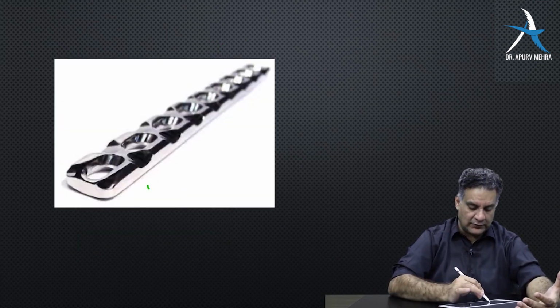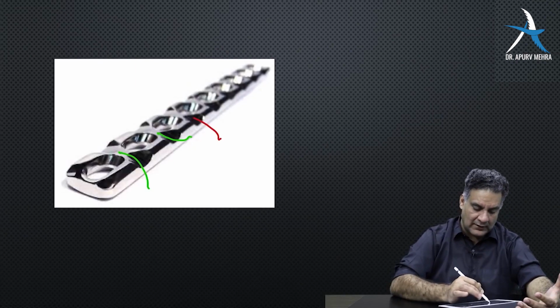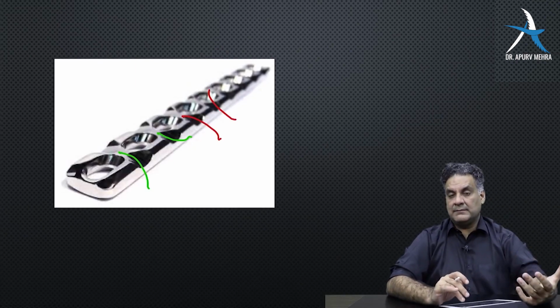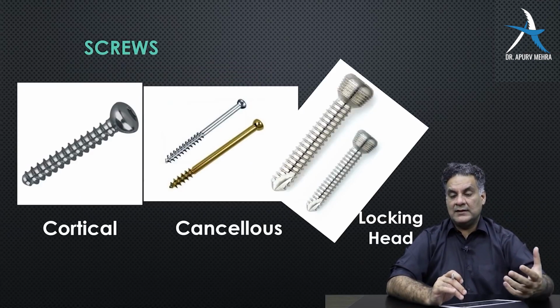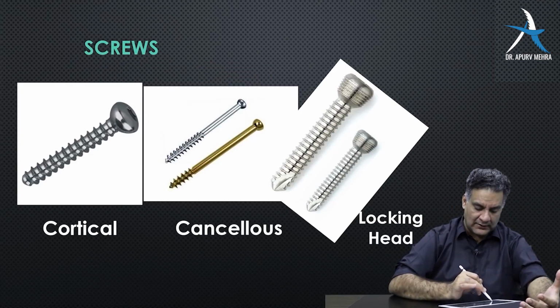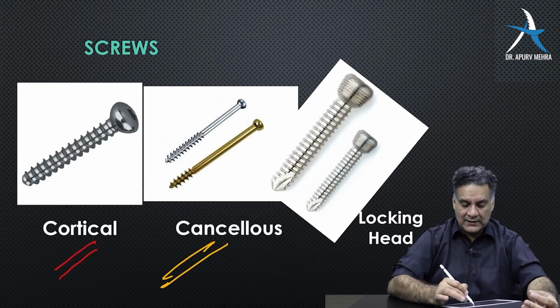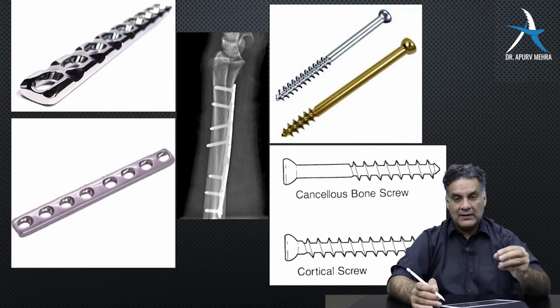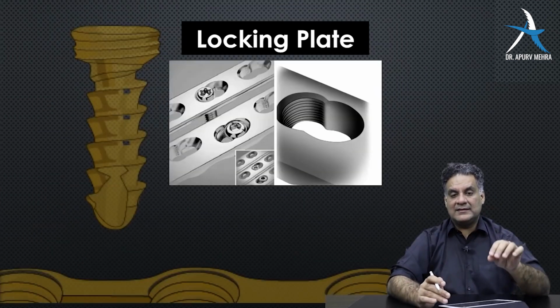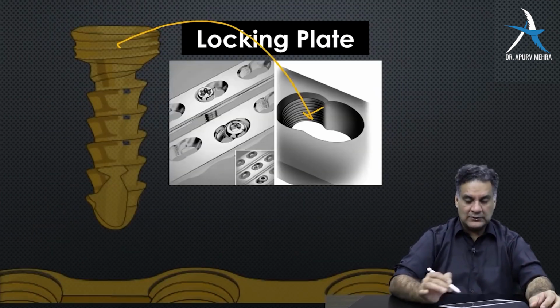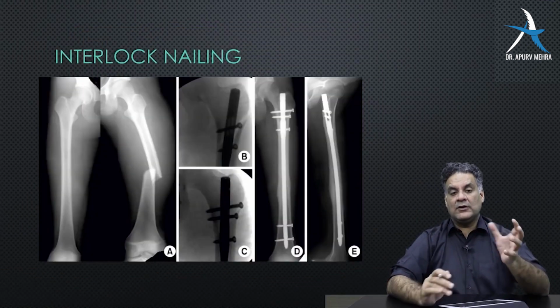When the surface area becomes less and there are grooves for the blood supply to come in, it's called the limited contact dynamic compression plate, LCDCP. And when you have the screws for it, the cortical screws for the cortical bones, the cancellous screw for the cancellous bone, and then there are screws with a threaded head, it is for the locking plates, where the screw will go inside the plate and lock it so that the construct is very strong and cannot come out.